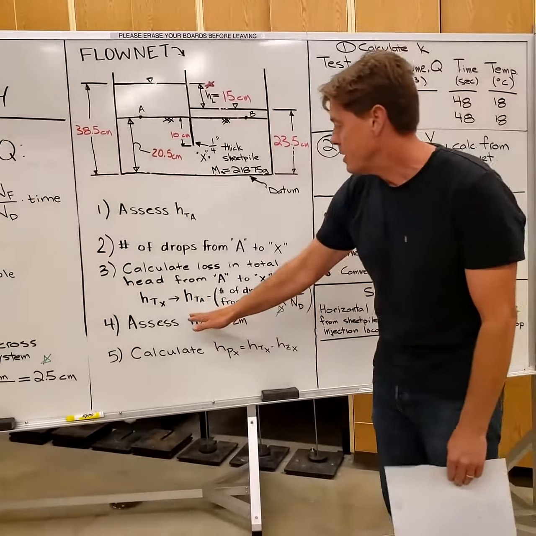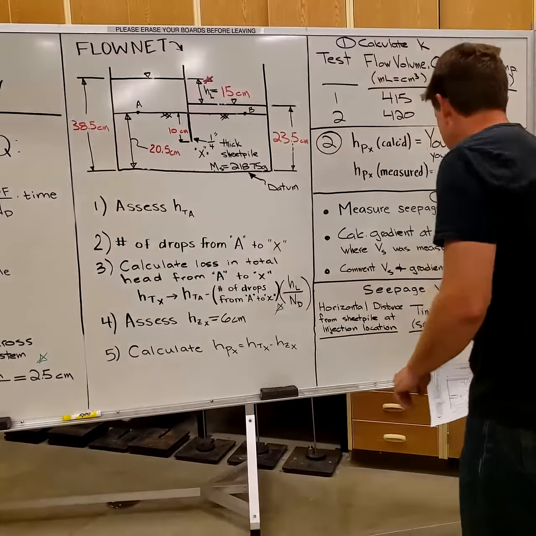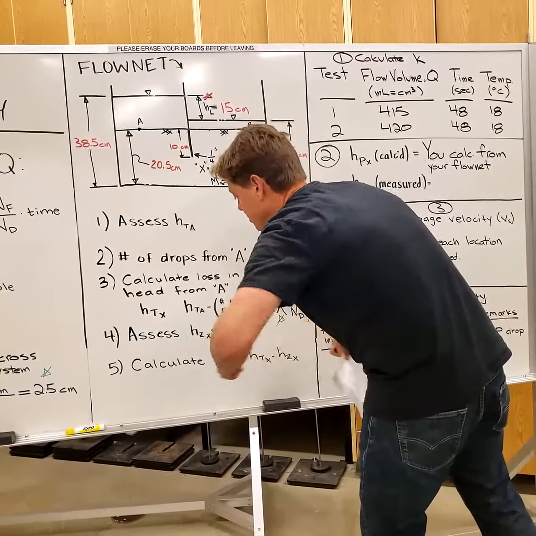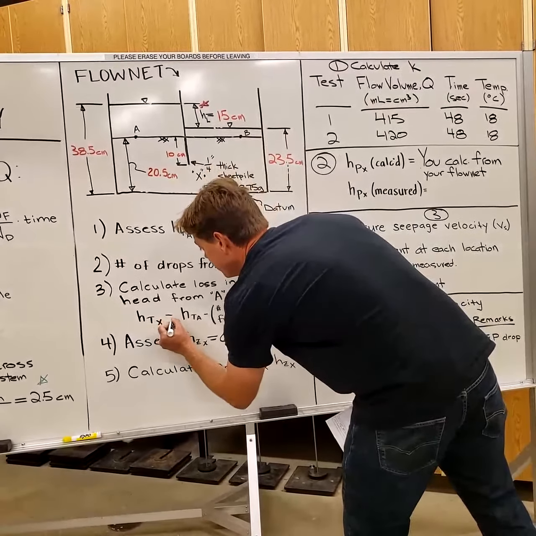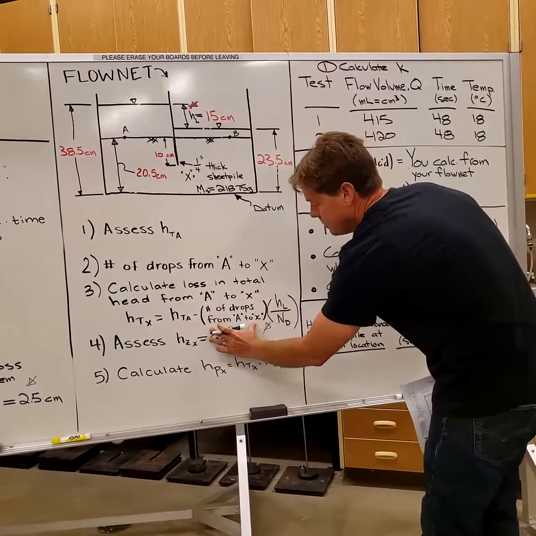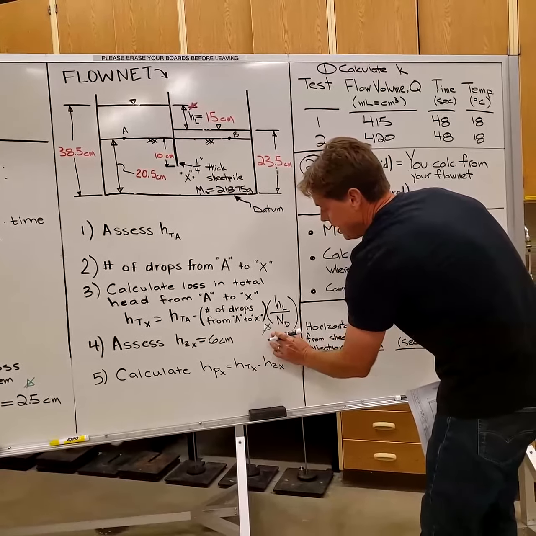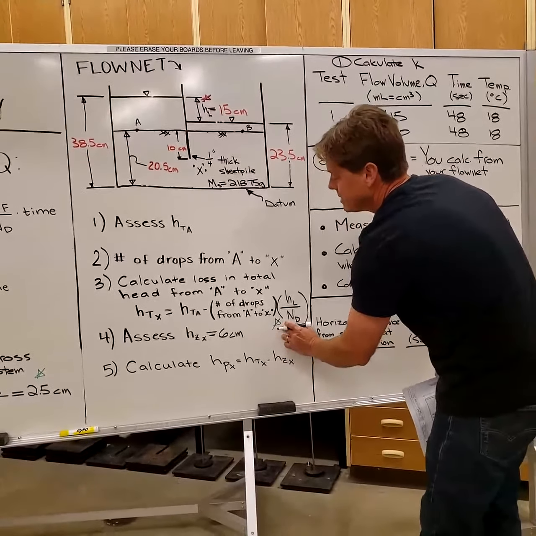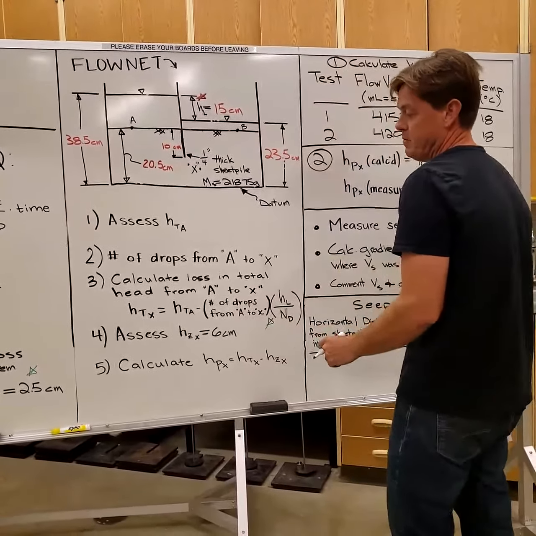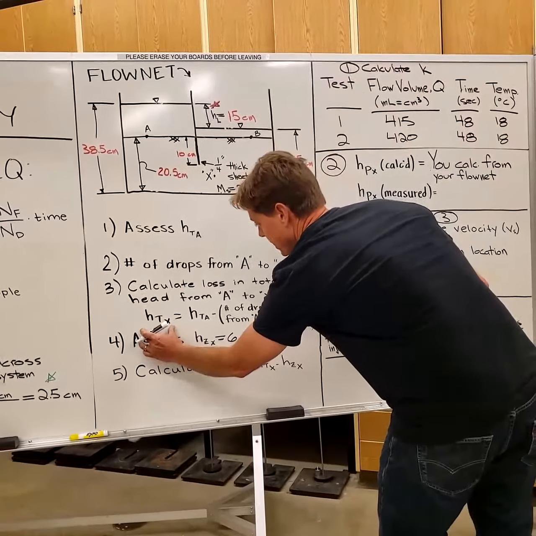Well, the total head at X is going to be equal to the total head at A, minus the loss. You start off with some head, and then you calculate how many drops it takes to go from A to X. We multiply by the head loss per drop, and that's how much energy it takes for the water to travel over to point X. So now we know the total head at X.